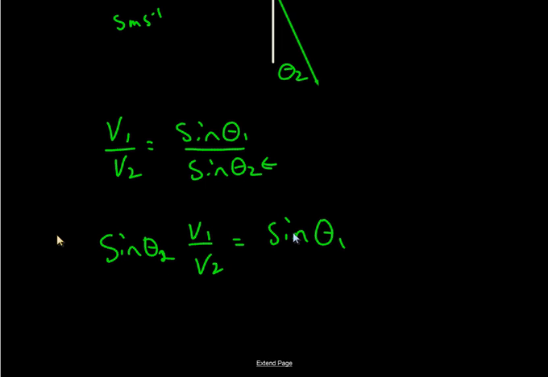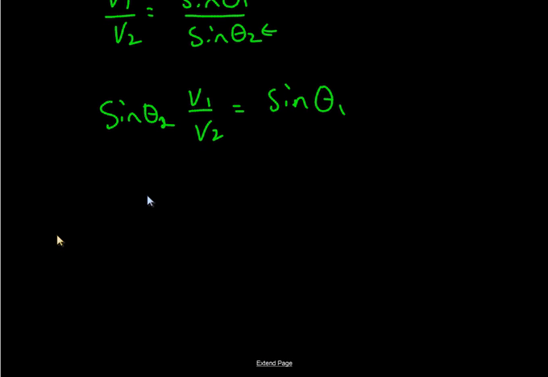Okay, so then we've got to multiply by V2 to get it over there, so we end up with this. And then we've got to divide off V1.